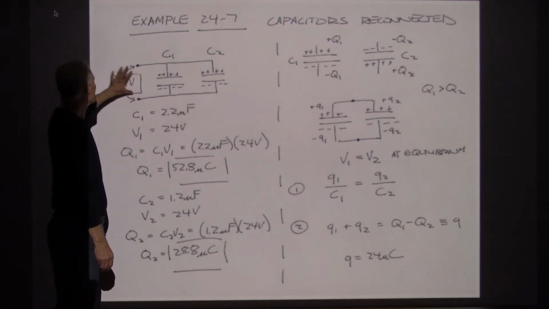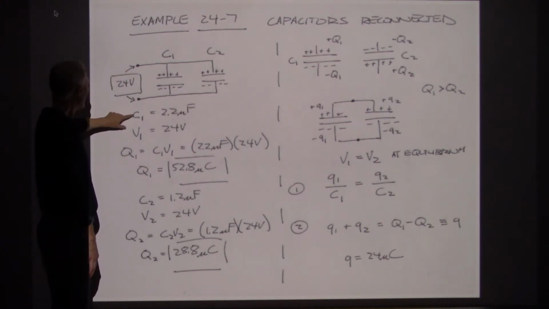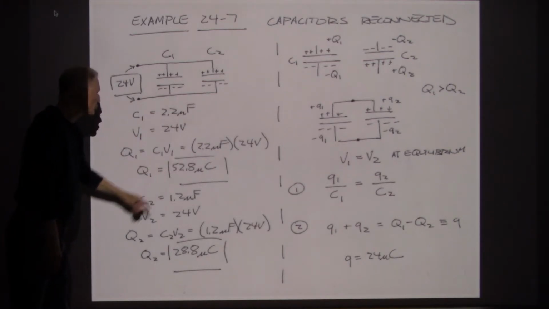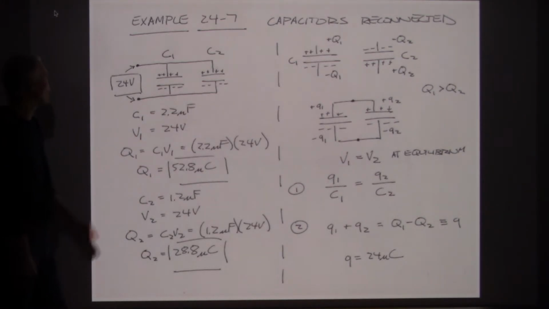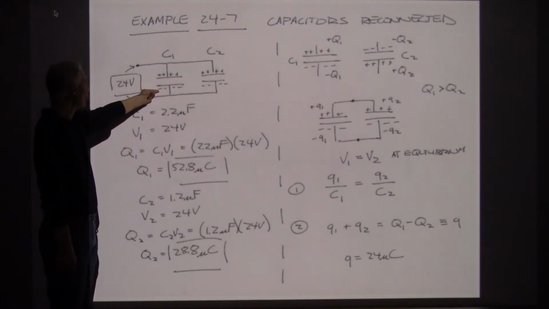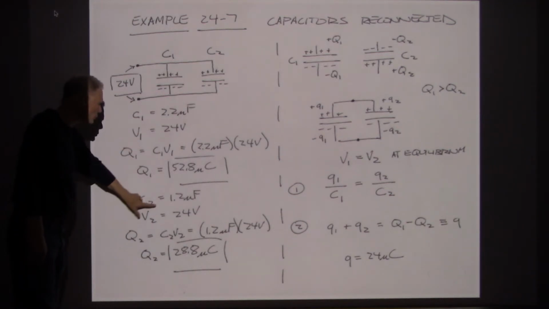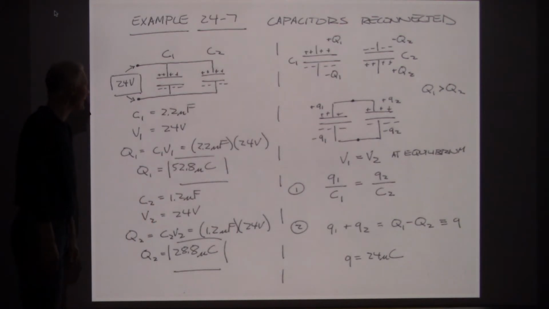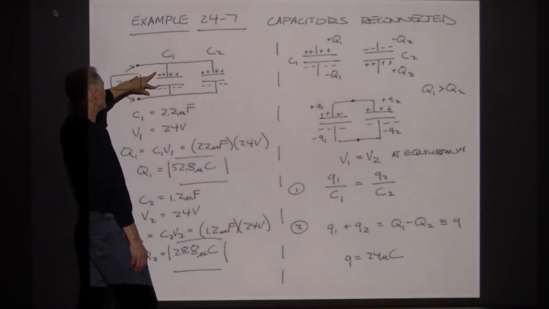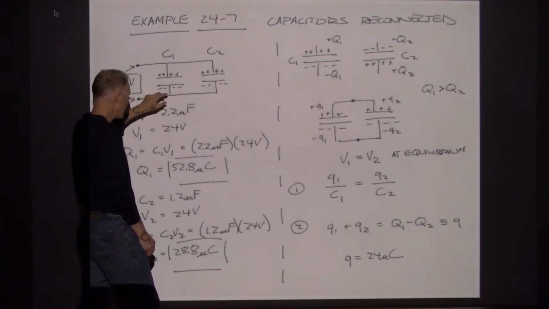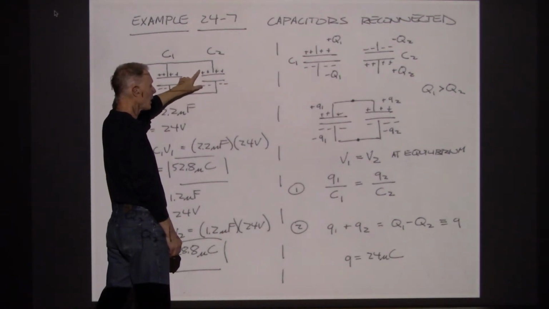Here was the initial setup with my 24-volt battery. Capacitor 1, which has 2.2 microfarads of capacitance and a 24-volt voltage source, is going to store up 52.8 microcoulombs of charge. Now that's a positive amount on the positive plate and a negative amount on the negative plate. Capacitor 2 has a different capacitance, 1.2. Multiplying that by the voltage, I get 28.8. So I've got 52.8 microcoulombs, plus and minus on these plates. And then I have 28.8 plus or minus on these plates.